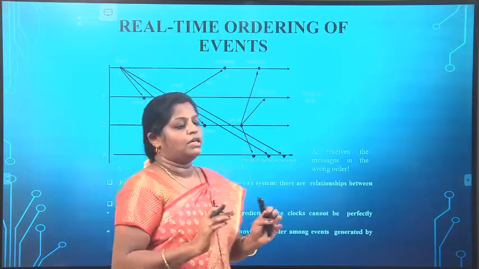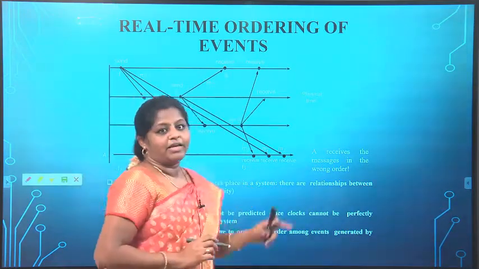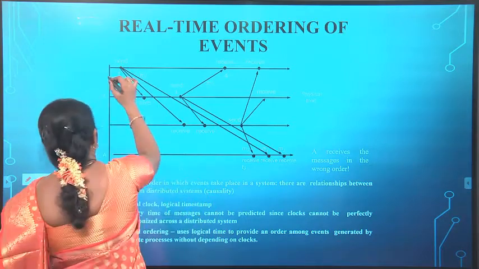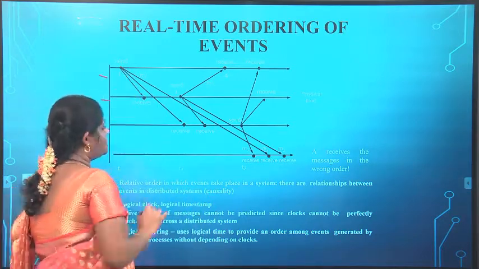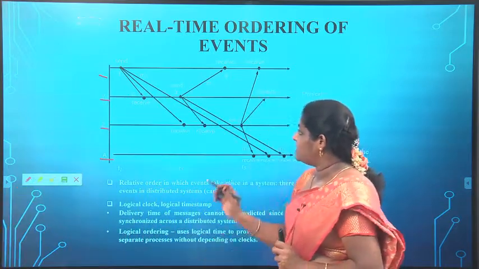So here, event ordering is a major concern in the distributed system. This is a real-time ordering of events. Okay, so we'll see this example. X, Y, Z, the three persons, are going to send mail to the person A. So what is the message that's going to be sent?